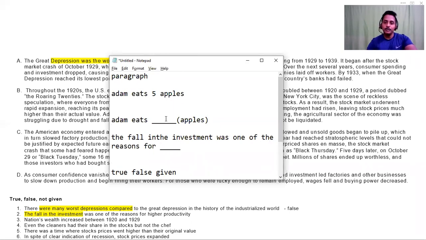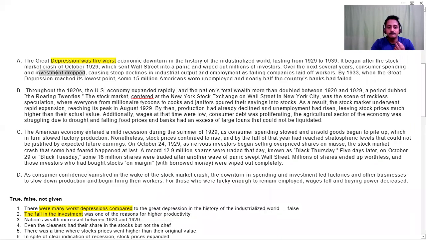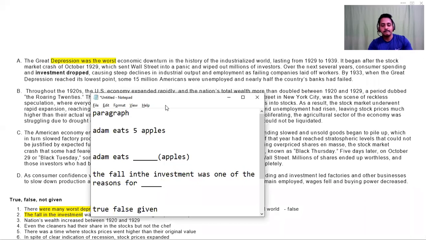The fall in the investment. I'm going to show the paragraph. I want you guys to complete this paragraph. The fall in the investment was one of the reasons for. Read it, no? The fall in the investment was one of the reasons for causing what? Can anyone complete the statement? Decline in the output, steep decline. Perfect, Abhinaya, perfect, Rashma, Pooja. Steep decline in industrial output.